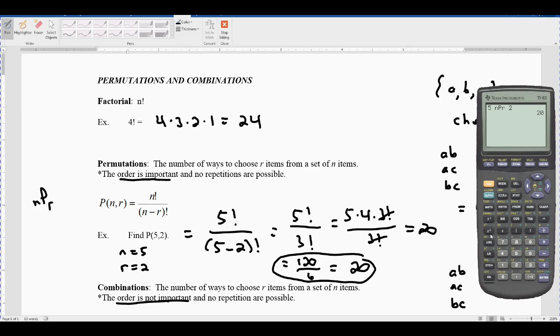How you like that? I'm going to do it again. 5, math, move over. You can move down and hit enter if you want to do it that way. No matter how you bring it up, just bring it up, and then the 2, enter. Cool, isn't it?